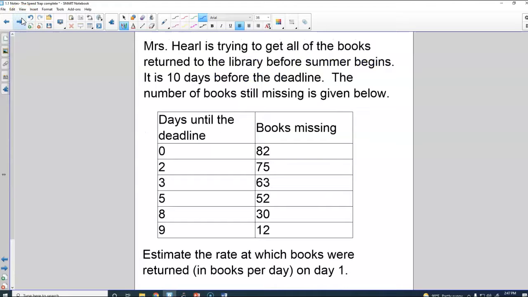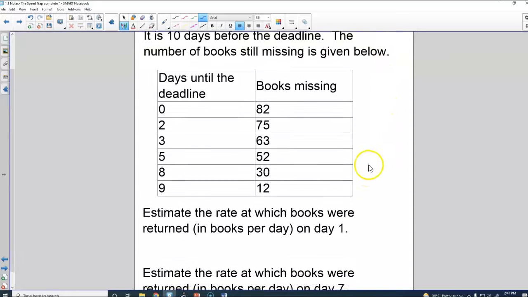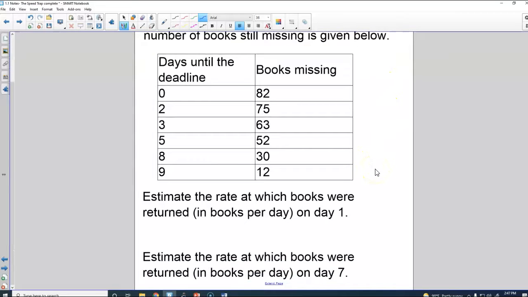All right. Question is, yeah, let's do this. There's only 2 questions. Okay. Ms. Hurl is trying to get all of the books returned to the library before summer begins. It is 10 days before the deadline. The number of books still missing is given below. Estimate the rate at which books are returned, in books per day, on day 1.